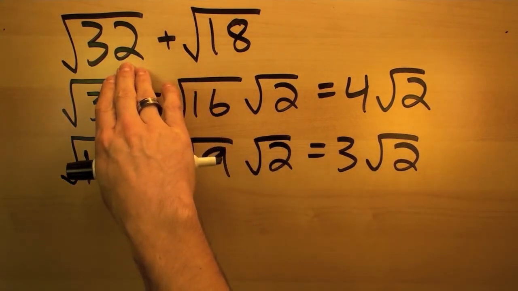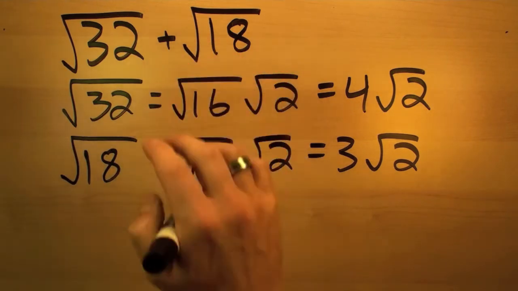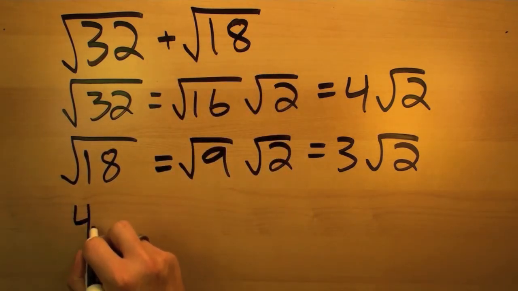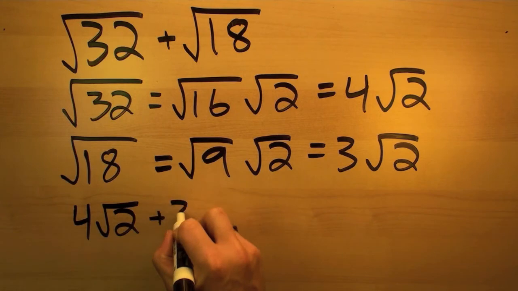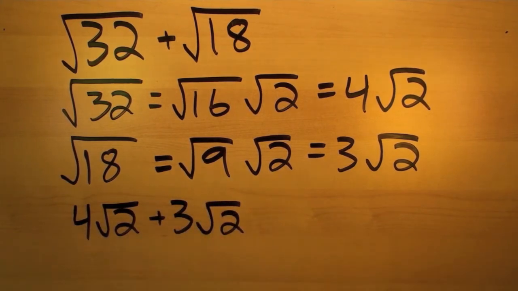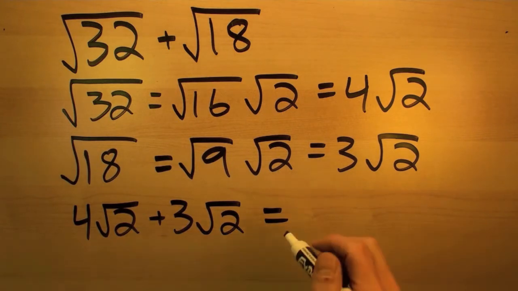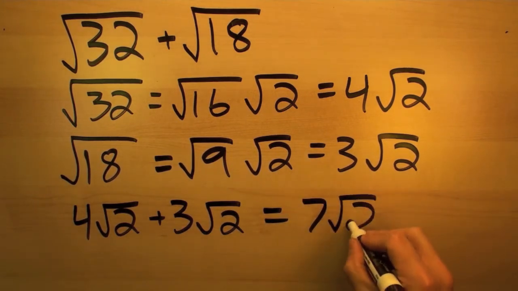So square root of 32 plus the square root of 18 is really the same as 4 times the square root of 2 plus 3 times the square root of 2. And in this case, we do have the same roots, so we can add them together. If we have 4 square roots of 2 and we have 3 square roots of 2, then altogether we have 7 square roots of 2.